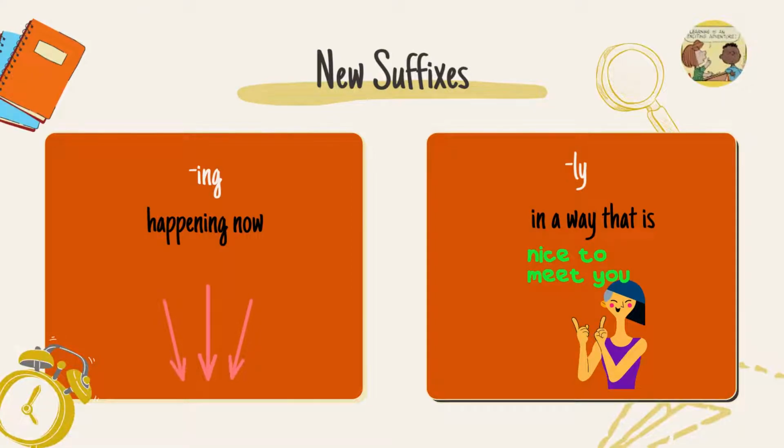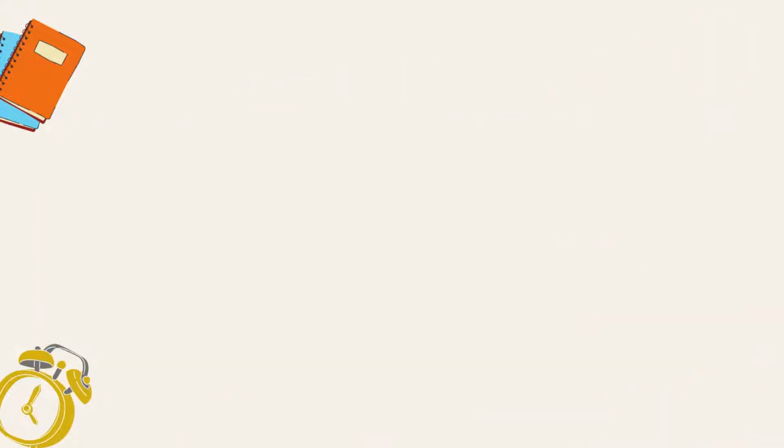Two new suffixes that students will see are ing, which when added to the end of a word means happening now, and ly, which means in a way that is. So you can see by the picture, the person is saying nice to meet you because they are being friendly.